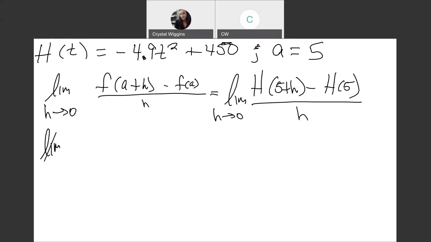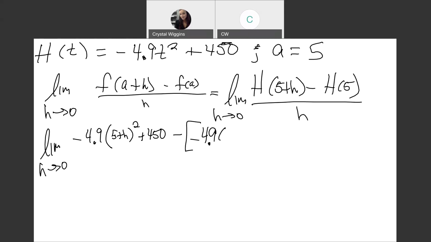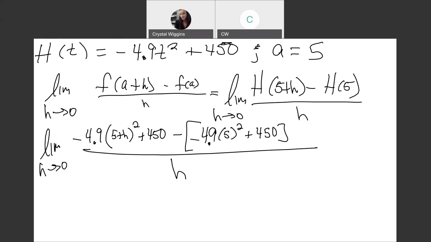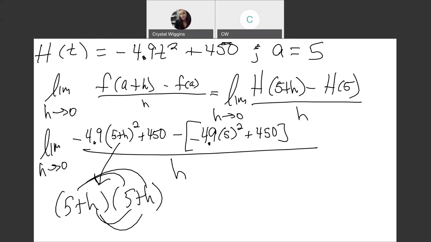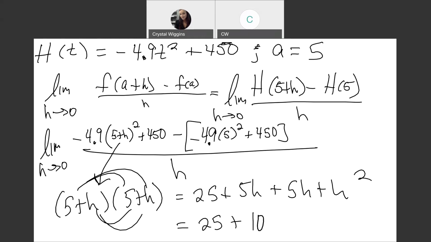So we have the limit as h approaches 0 of negative 4.9 times (5 plus h) squared plus 450, minus, in big brackets, negative 4.9 times 5 squared plus 450, all over h. Now we want to use our algebraic skills, and again, the goal will always be to eliminate the h in the denominator. So let's do some side work. We need to multiply out 5 plus h times 5 plus h, because this is a binomial squared. We'll do the FOIL method, and we get 25 plus 5h plus 5h plus h squared, giving us 25 plus 10h plus h squared for the (5 plus h) squared part of this equation.